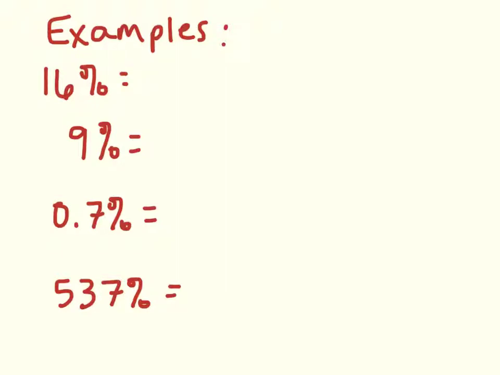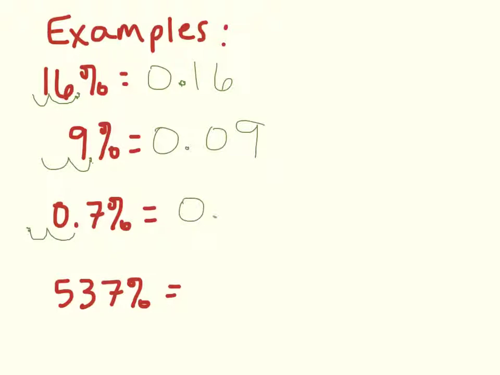All right, so let's look at some examples. So 16%, remember if there's no decimal, it's really right here. So we divide by 100 or move it 2 places over. We have 0.16 and leave off the percent sign. So 9%, here's our decimal, 2 places, 0.09. We have 0.7%, follow the same rule, 1, 2.